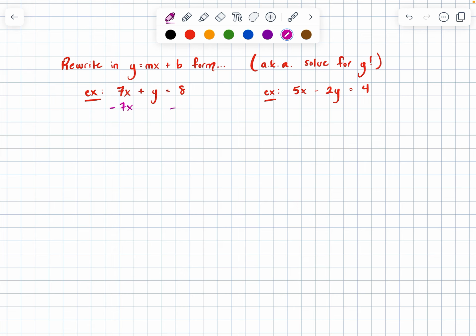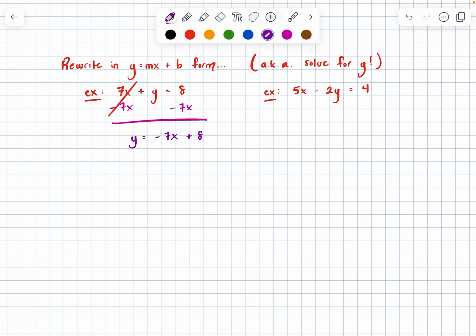So I have a 7x plus y. To undo my positive 7x, I'll use a negative 7x. On the left side, they undo each other. I'm left with y. And then by convention here, I write it mx plus b. So I usually write the x thing first. So I'll write the negative 7x before I write the 8. And of course, that 8 is a positive number, so it will be plus 8. Cool. So there's my answer.